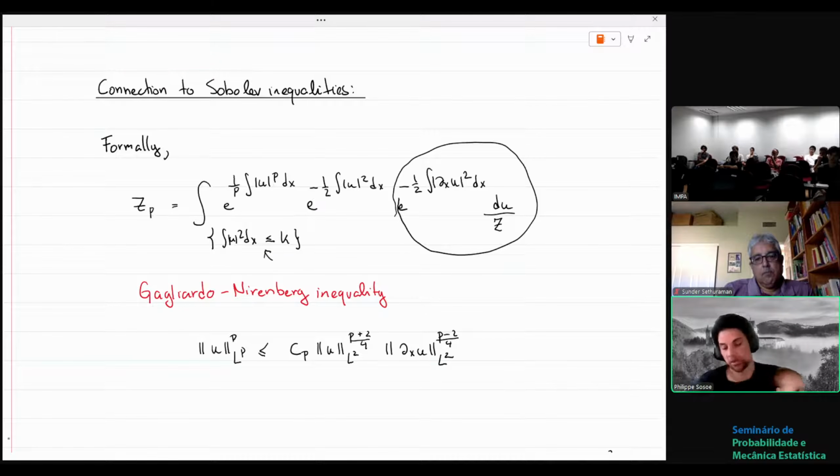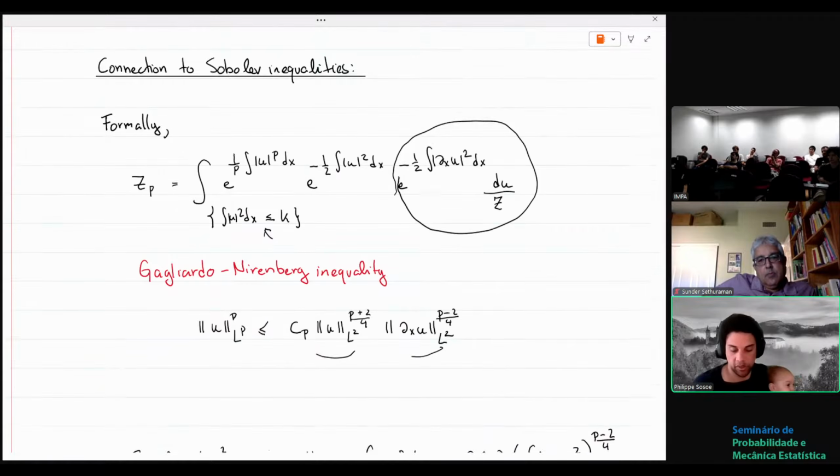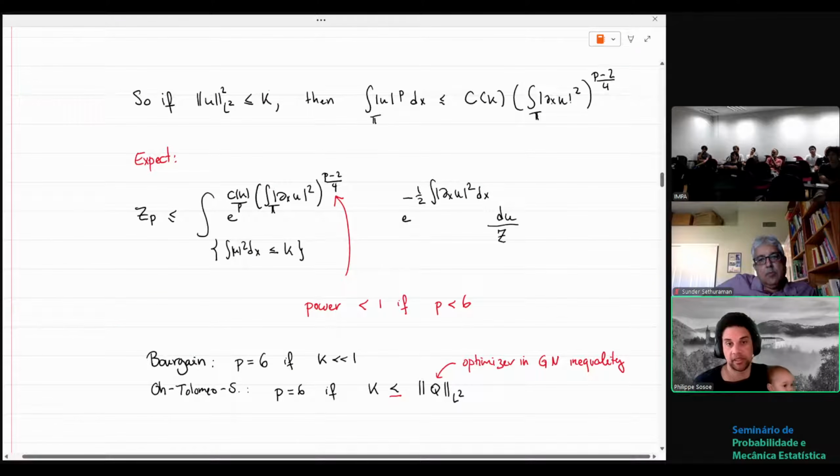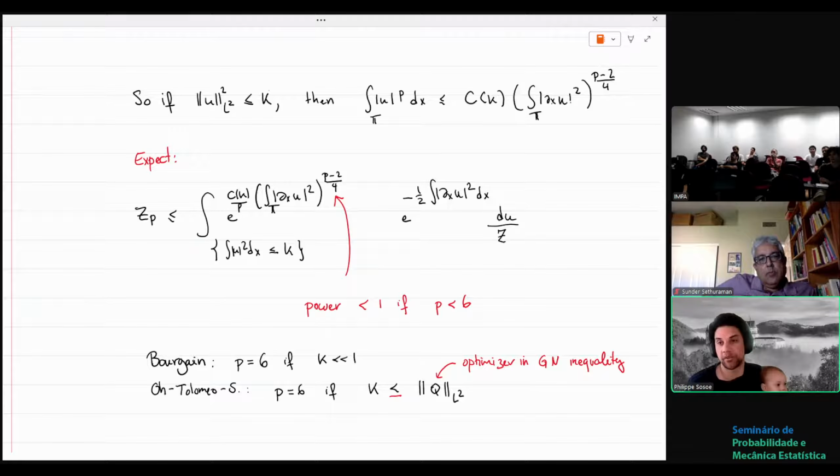What it says is that if we want to control the pth power of u in dimension 1, we can do this in terms of the gradient of u in L2 and u in L2. Now, this is great because these are exactly the quantities that appear, at least formally, in this partition function. So if we assume that u is bounded by k in L2, if we add this to our partition function, then we can control the nonlinear term in terms of a power of the integral of the gradient squared. And this power is p minus 2 over 4.